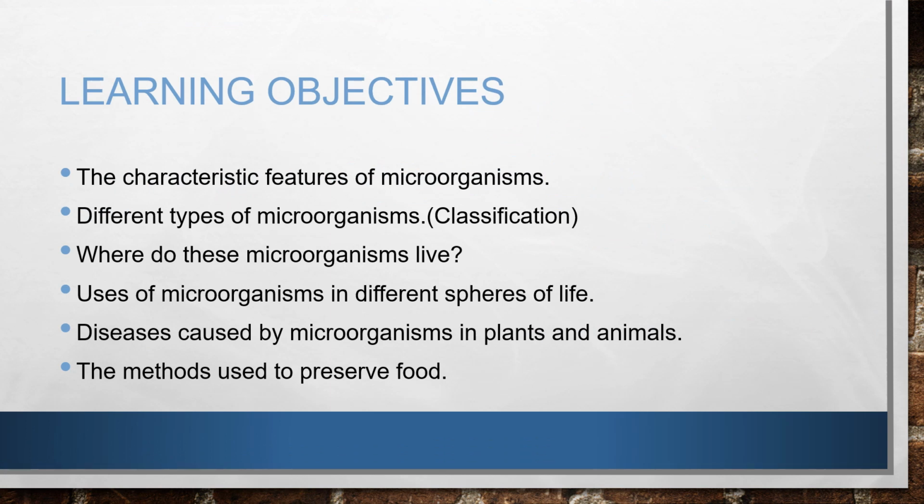Now, what are the learning objectives of today's lesson? That is the intended learning outcome. At the end of this lesson, we would be knowing the characteristic features of microorganisms. We will be knowing the different types of microorganisms and where these microorganisms live. The uses of different microorganisms in different spheres of life. In the next class, we will be studying about the diseases caused by the microorganisms in plants as well as in animals. And in the next class, we'll also study about the methods used to preserve food.